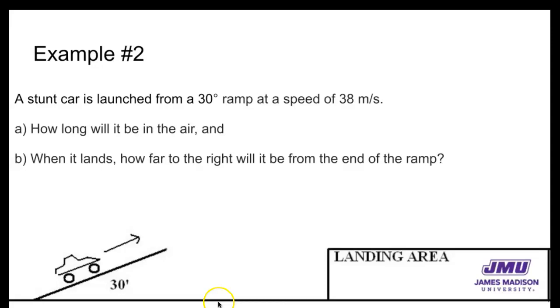The drawing gives us that the landing area is sponsored by James Madison University, apparently, and is at the same exact height as the end of the ramp. So it's not spelled out in the question, but the drawing is telling me that the total delta y will be 0 by the end of the trip. So the car will go up high and then come back down.